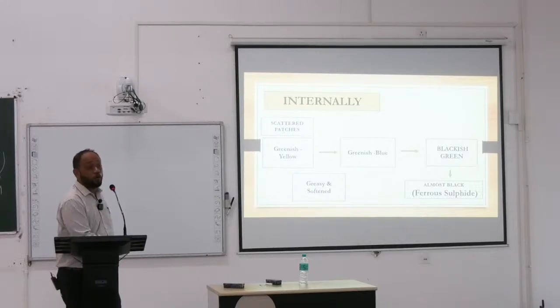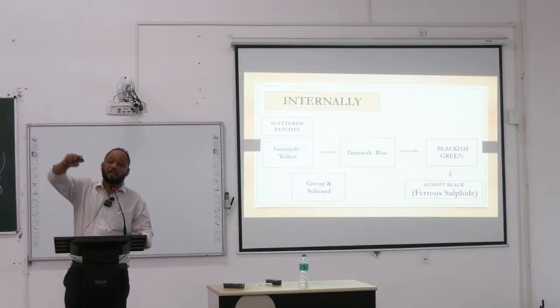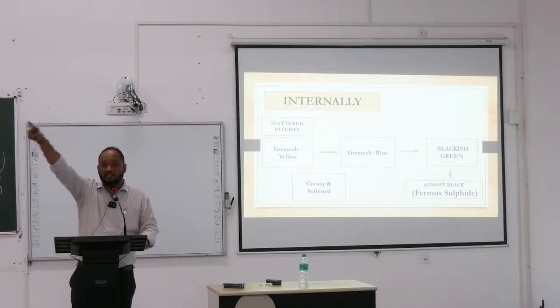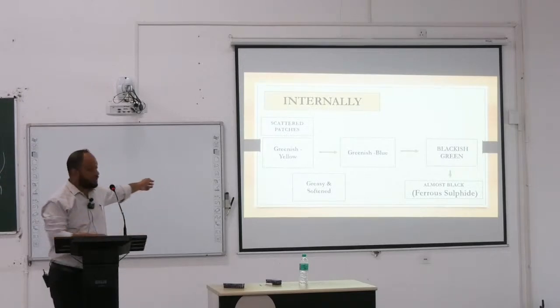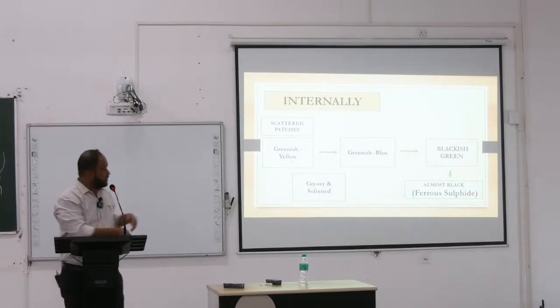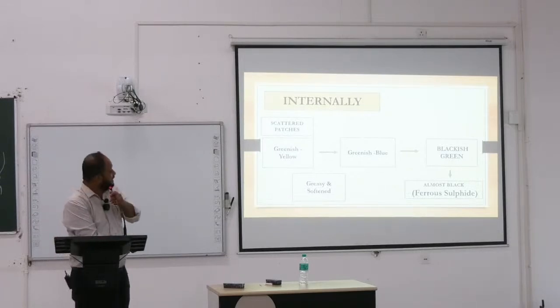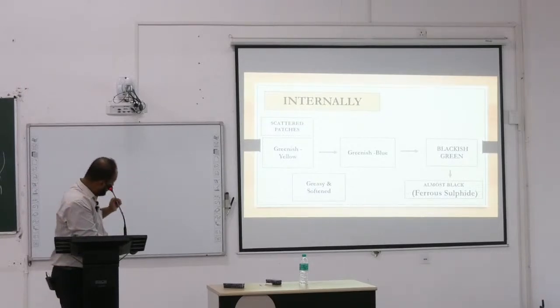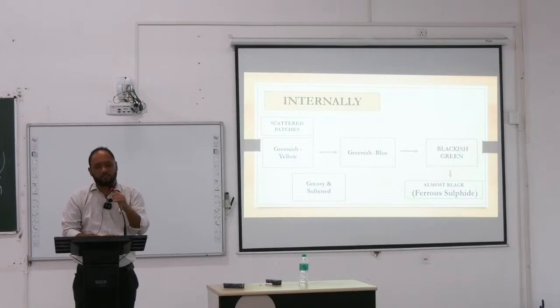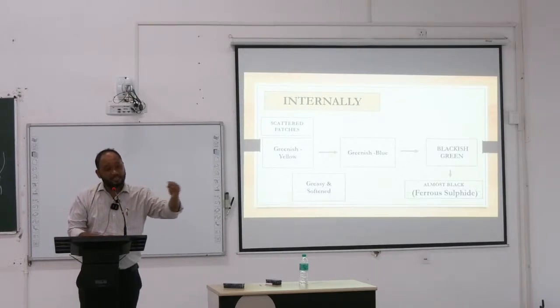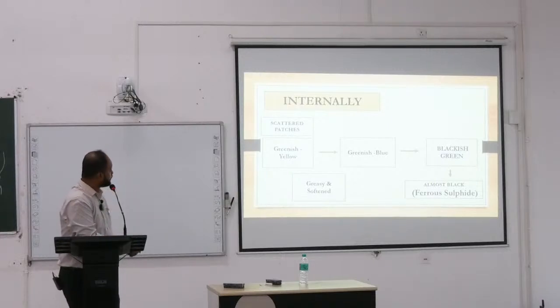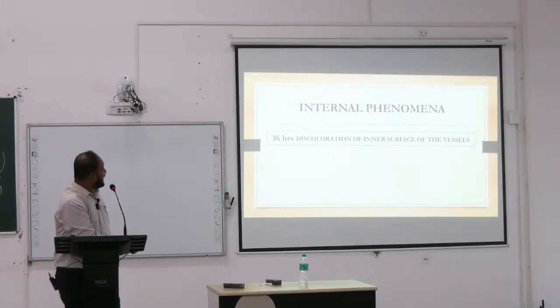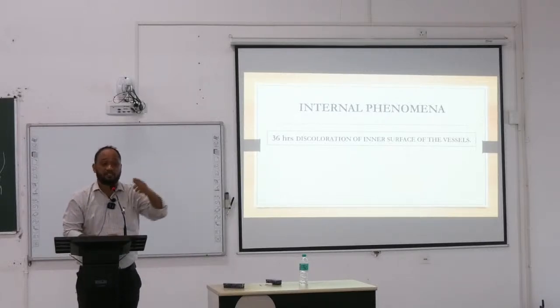First, greenish yellow. From greenish yellow, greenish blue. From greenish blue to blackish green. And then black. আচ্ছা আমার ওই ডায়াগ্রামটা মনে আছে? ব্যাকটেরিয়া, sulfahemoglobin, H2S, নিচে ফেরিক, then ferrous and H2S, ferrous sulfide. Okay, then black. Greenish black থেকে almost black. কালো হয়ে যাবে বডি. আস্তে আস্তে the organs will be greasy and softened at first, and then of course they will turn black and small. Now internal phenomenon. 36 hours discoloration of inner surface of vessels.